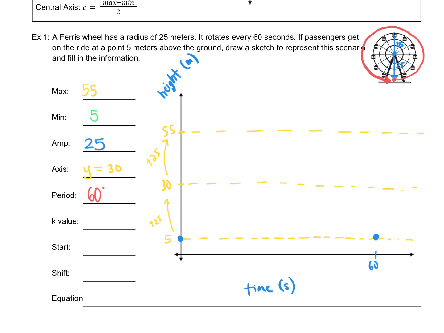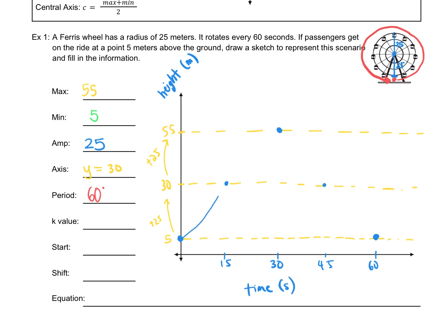And now, using my knowledge of a sinusoidal function, halfway between the two minimums should be the maximum, and halfway between that, at 15 seconds, should be a midline point. And then halfway between 30 and 60 is 45. So there we are.